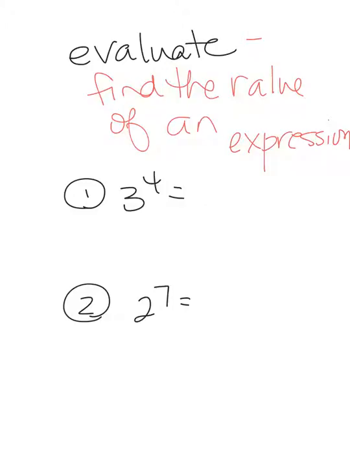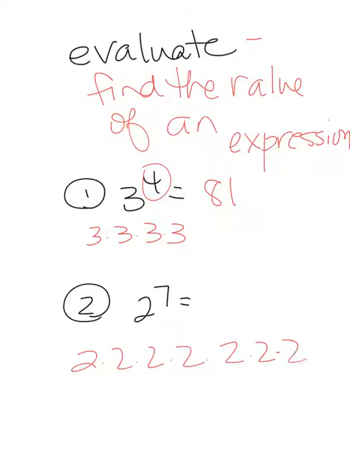So for instance, if I have 3 to the 4th, that means I'm taking 3 times 3 times 3 times 3, 4 times since it's to the 4th power, which is 81. That's the value if I'm asked to evaluate that expression. Same thing with 2 to the 7th. I'm multiplying 2 7 times. I can use my calculator if I want this, or if I need to do it by hand, I certainly can. And that value is 128.